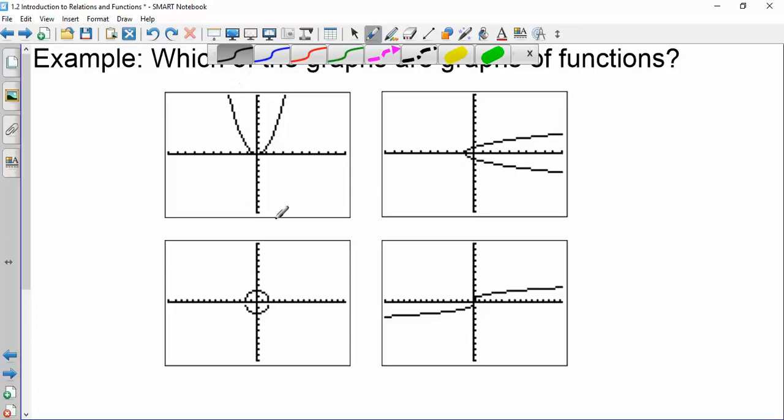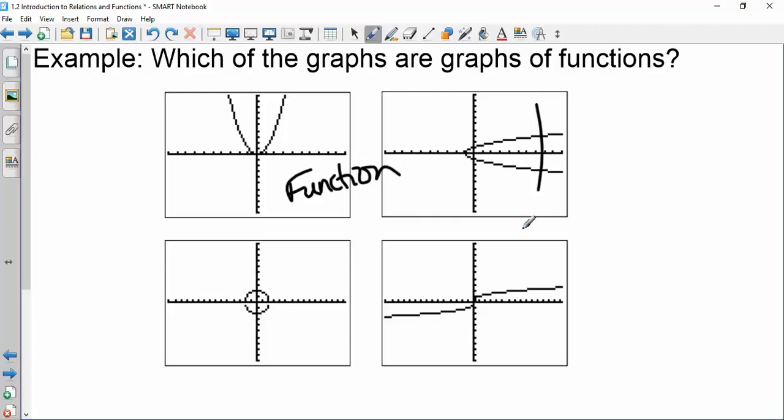All right, so does the first one satisfy the vertical line test? Yes. Second one? No. Circle? No. This one, it's increasing, it kind of flattens out, but it never actually becomes vertical. So that one is a function as well. All right, did you guys do okay on those?